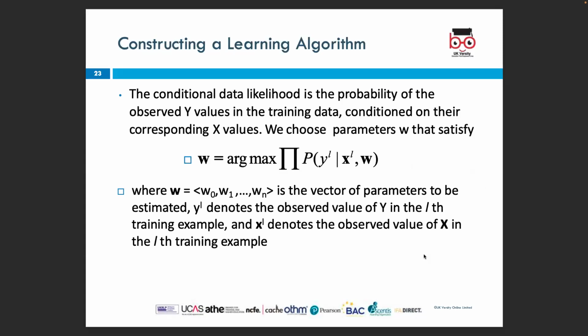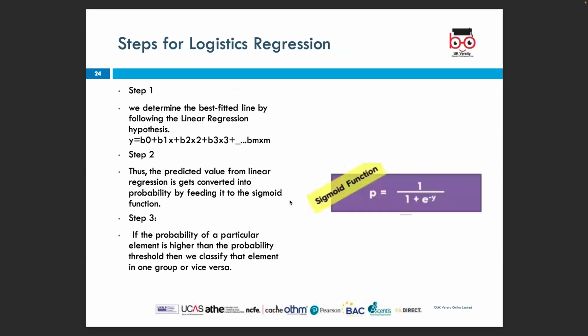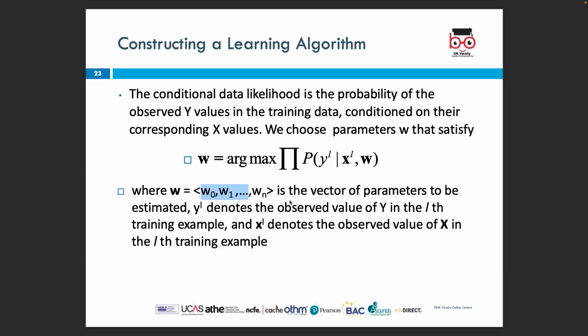Constructing a learning algorithm. The conditional data likelihood is the probability of the observed y values in the training data, conditioned on their corresponding x values. We choose parameters w that satisfy w = argmax. And then this is the formula, where w is the vector of parameters to be estimated, y^i denotes the observed value of y in the i-th training example, and x^i denotes the observed value of x in the i-th training example.